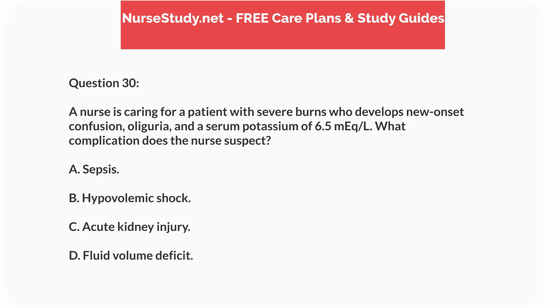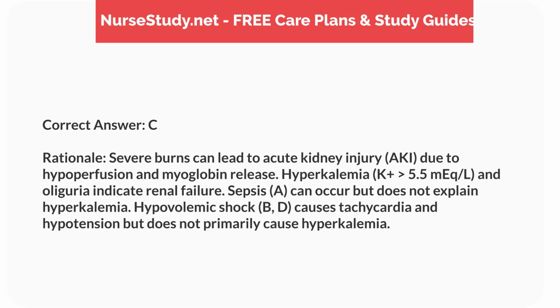Question 30. A nurse is caring for a patient with severe burns who develops new-onset confusion, oliguria, and a serum potassium of 6.5 milliequivalent per liter. What complication does the nurse suspect? A. Sepsis. B. Hypovolemic shock. C. Acute kidney injury. D. Fluid volume deficit. Correct answer, C.